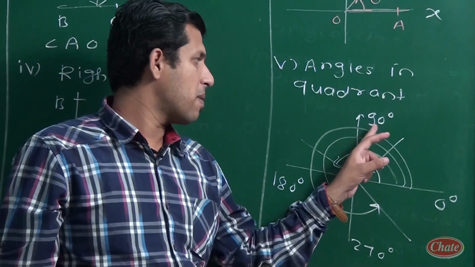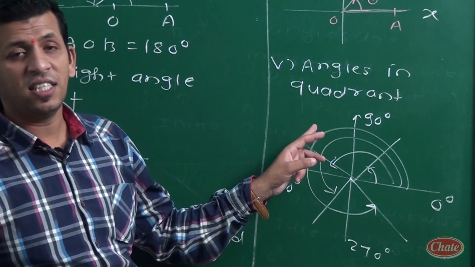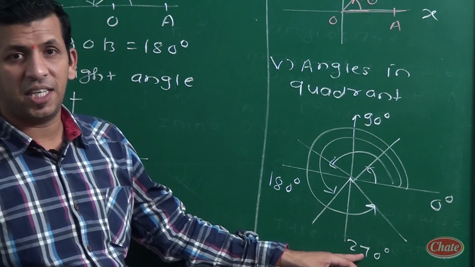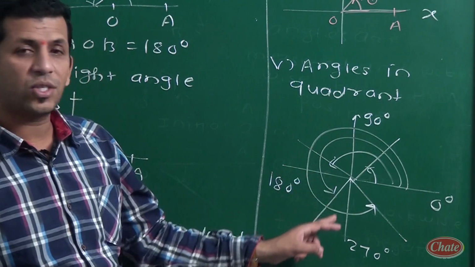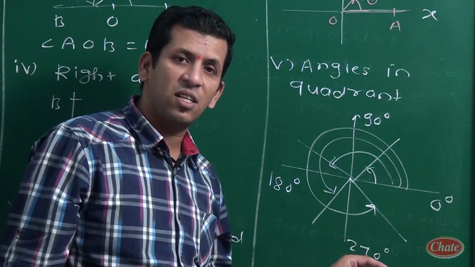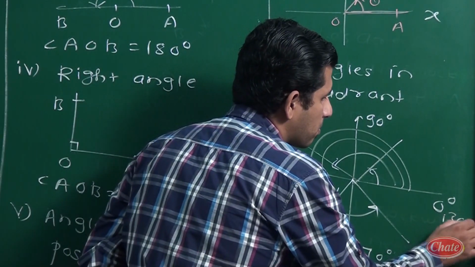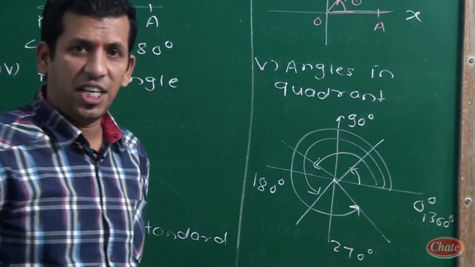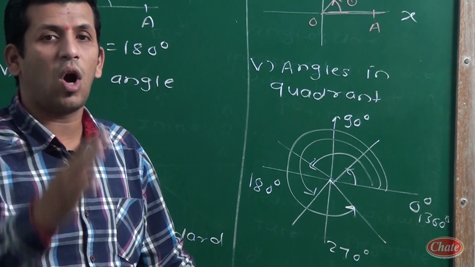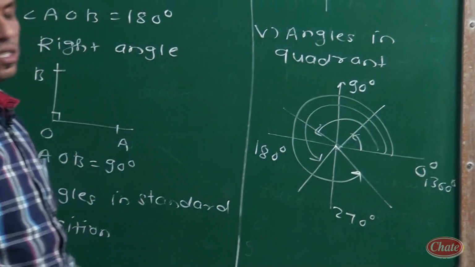If the angle is from 90 to 180 degree, then this angle is in the second quadrant. If the angle is from 180 to 270, then this angle lies in which quadrant? Third quadrant. And if the angle lies from 270 to 360 degree, then this angle is in which quadrant? Fourth quadrant. Please go through this, dear all.